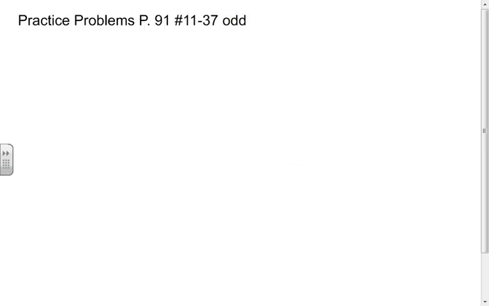Practice problem section 2, page 91, numbers 11 to 37 odd.